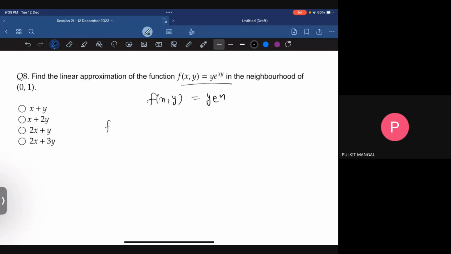So we have already calculated this. f of 0 comma 1 is just 1. fx would be e to the xy dot y, so y square e to the xy. So fx at 0 comma 1 would be 1.